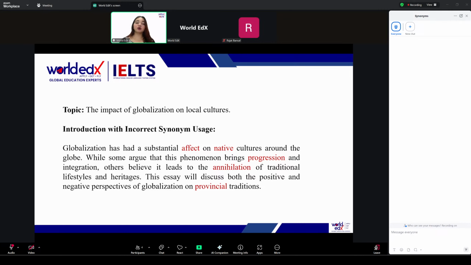So when you use words like annihilation, progression, affect, native, provincial traditions, see, these are certain vocabularies you might not have heard people using very commonly. Although it's really sad, because words like progression, affect, and native are something that you can use in day-to-day life, but people unfortunately don't make the effort. So when you use such vocabulary, you can be very sure that you will not get a band less than 7, because these are not common vocabularies. So again, that is why we use synonyms.